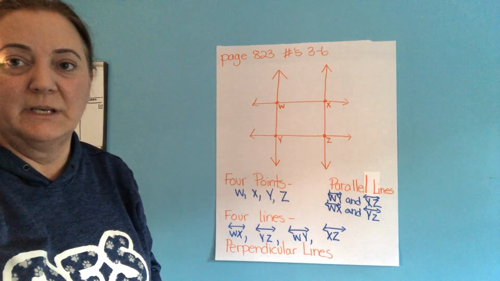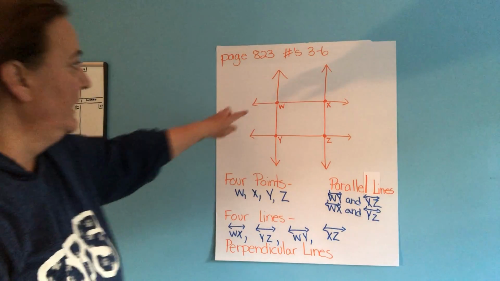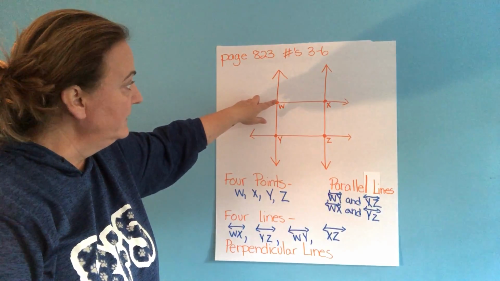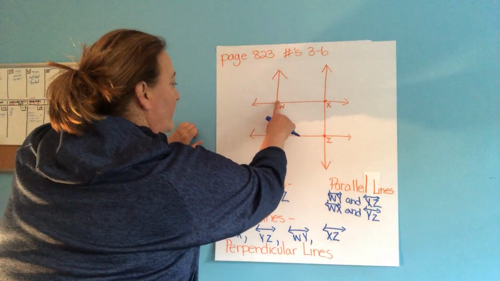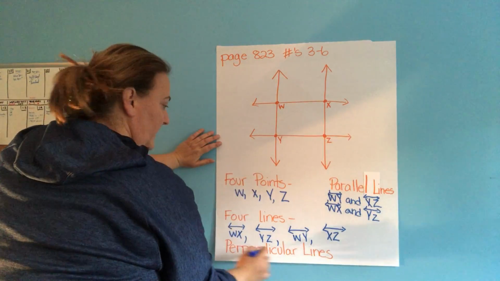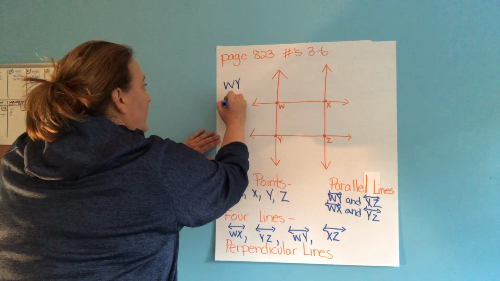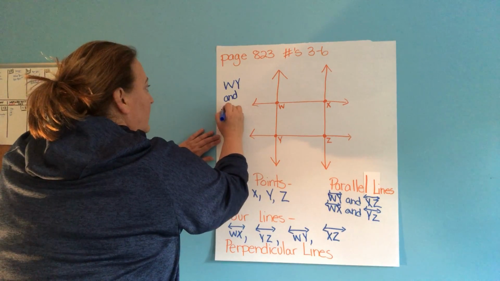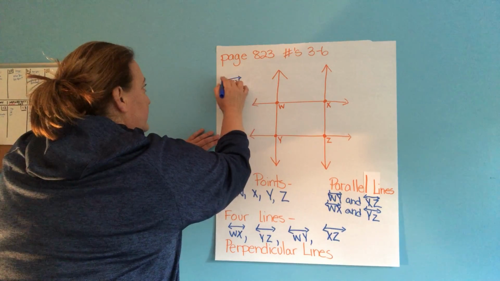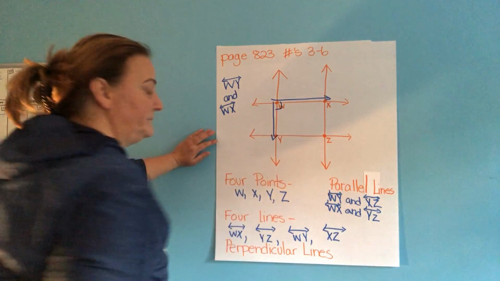Now they're asking for perpendicular. So think about that intersection of all those red lights that you might be sitting at. So perpendicular would be W, Y, and WX. And they form this right angle here. So I'm going to write the perpendicular up here because I don't have any room. So W, Y, and WX. These lines are perpendicular here and here, forming this right angle.